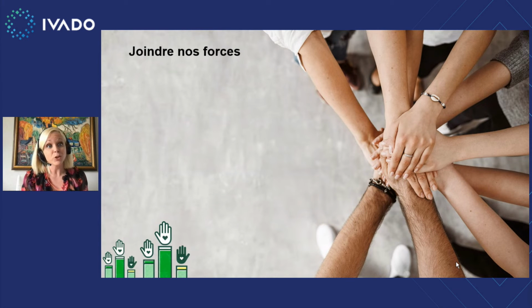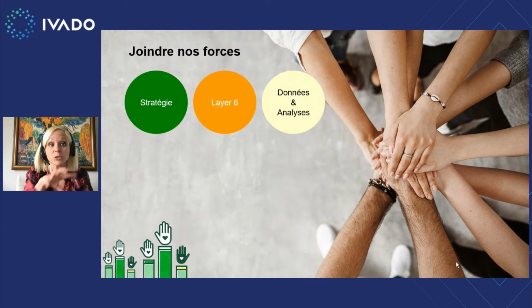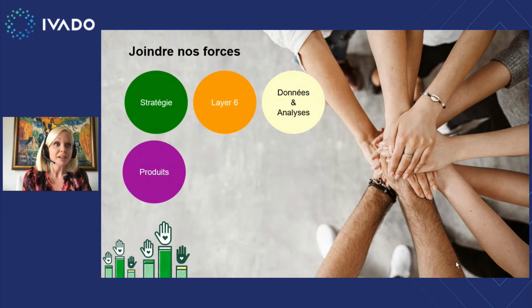So it's an incredible example of collaboration between teams throughout the company. The strategy team, the layer 6 and the data and analytics teams were at the table from the start to plan for this project.